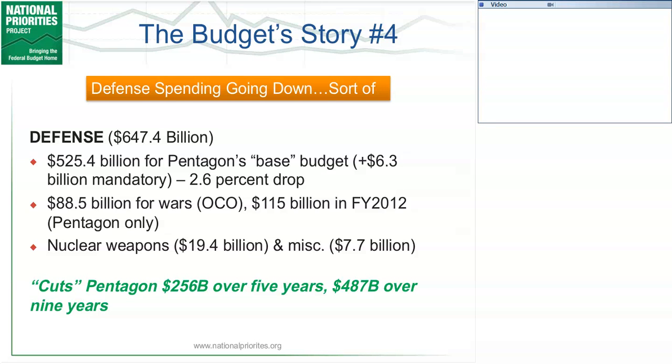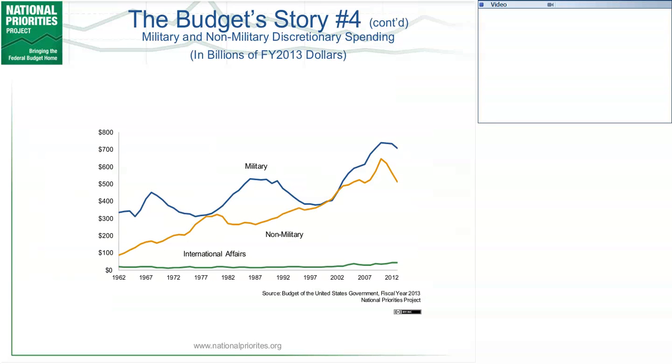Before we get to that, it's important to note that even if the cuts were real, the military is very well positioned to absorb any reductions in its budget due to the substantial growth that's occurred in military spending over the last decades. If you look at this chart, the blue line represents military spending as compared to non-military spending in the discretionary budget, which is represented by the yellow line.